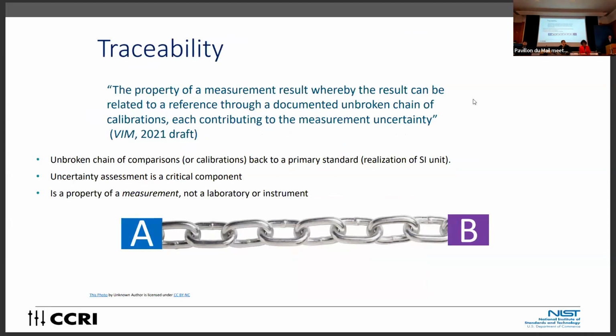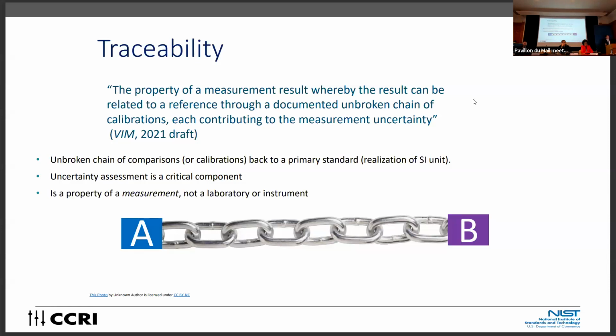So we're going to talk about a definition right now. We've thrown the term around a couple times today, but what exactly do we mean when we talk about traceability? The International Vocabulary of Metrology defines it as a property of a measurement result where the result can be related to a reference through a documented unbroken chain of calibrations, each contributing to the measurement uncertainty. And there are three key components to this that have to be kept in mind.